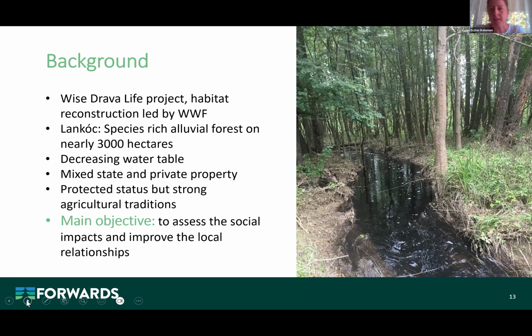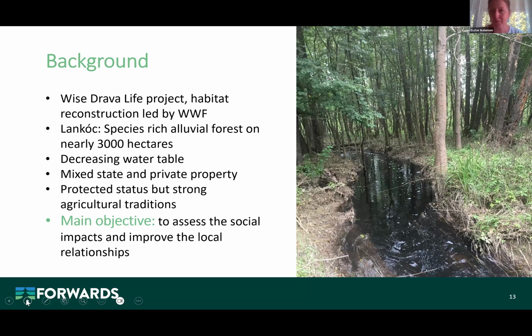And there are some very tangible environmental constraints in the area, like the decreasing water table and also the suffering of the natural habitat and protected species. As a consequence, some of the landowners already see the risks of the ongoing natural processes. But activities or collective decisions are a little bit stuck because of the mixed property structure.